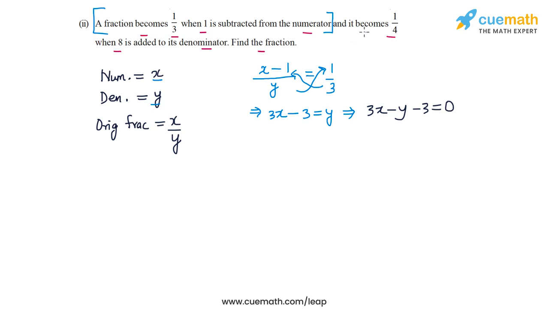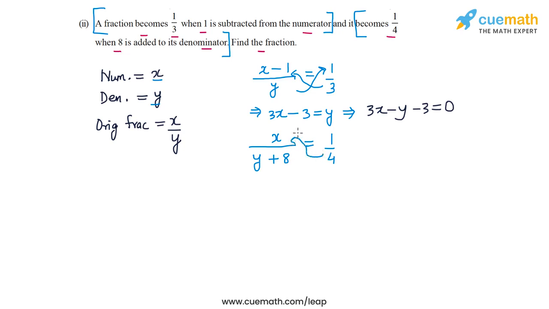Now the second piece of information for x and y comes from this statement, which says the fraction becomes 1 by 4 when 8 is added to its denominator. So the numerator is x, and if we add 8 to the denominator, the fraction becomes 1 by 4. So from this we can get our second equation in x and y.